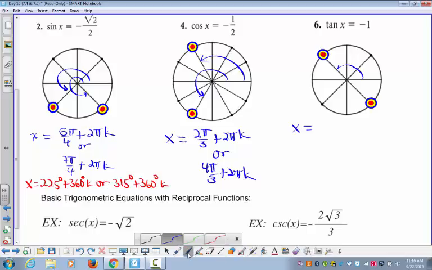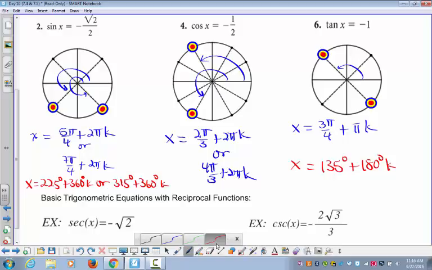We could say that representative angle is all we need, 1, 2, 3 pi over 4, plus pi times k instead of 2 pi times k. And that will get all the quadrant 2 and quadrant 4 solutions. If we write that one in degrees, we would say that's 135 degrees plus 180 times k.